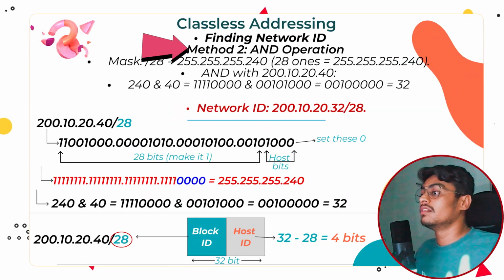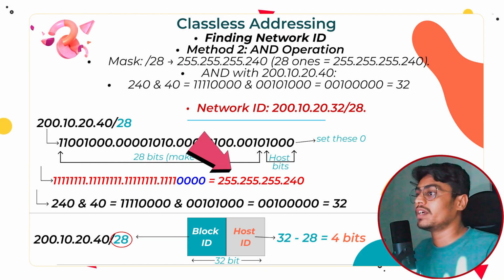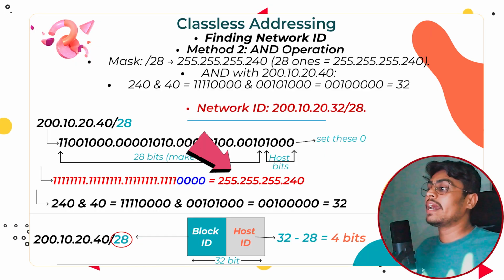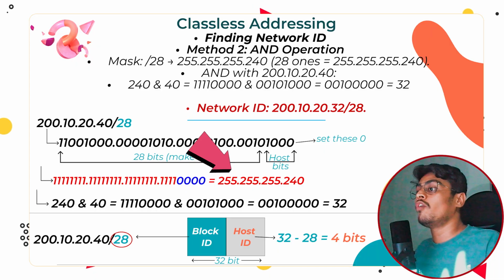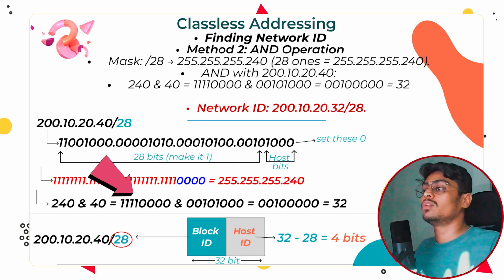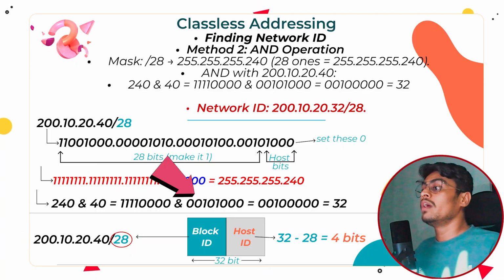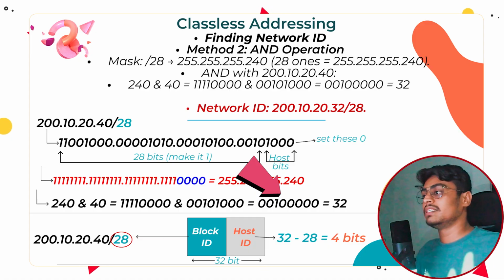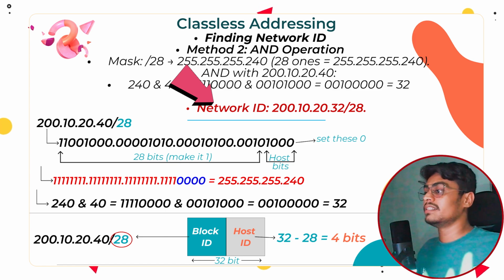What is the alternative method? AND operation. Okay, you can also use the AND method. Take the mask 255.255.255.240 and AND it with the IP address 200.10.20.40. Now 255 ANDed with any value gives the same value, as I have discussed in the previous lecture also. 240 in binary is 11110000, 40 in binary is 00101000, and the result is 00100000, equal to 32. Same result. This is the alternative approach. 200.10.20.32/28, this is the network ID.